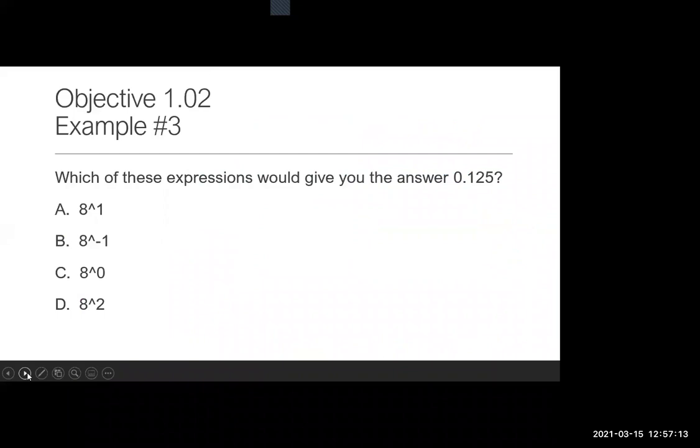Okay, another way we might see this objective being asked is which of these expressions would give you the answer 0.125? Okay, this is another one where you should go to your calculator. Remember, I know the calculator on your phone probably doesn't have an exponent on it. You can use the Desmos graphing calculator. You can Google it, and you literally can type these in as is, and Desmos will give you the answer.